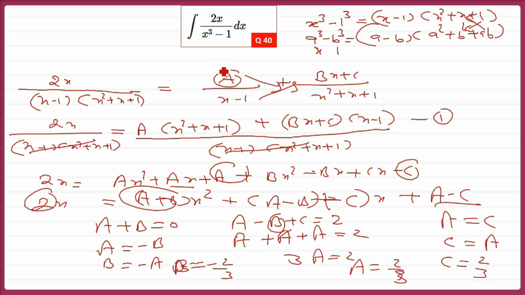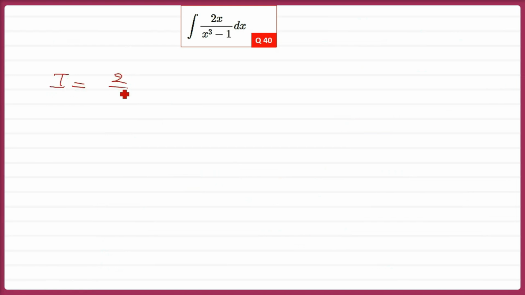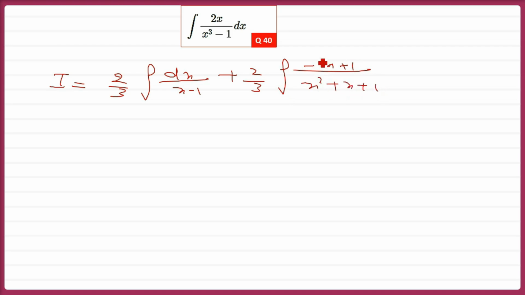So we are going to just put these values. A is 2 by 3, we will integrate like this. B and C we place as negative 2 by 3 and 2 by 3 respectively. And since 2 by 3 is already coming, you can just take 2 by 3 outside. Please remember b is negative, so minus x plus 1 will only come in the second term. I'll just show you how. So the integration has become like this: 2 by 3 integration of dx divided by x minus 1 plus 2 by 3 integration of negative x plus 1 divided by x square plus x plus 1. And if you remember, 2 by 3 we have taken from the numerator of the second term and brought it in front of the integration.